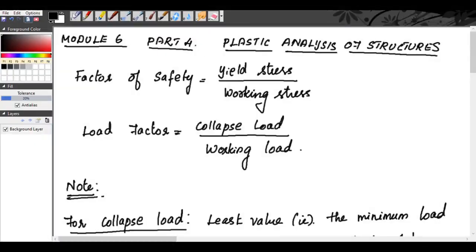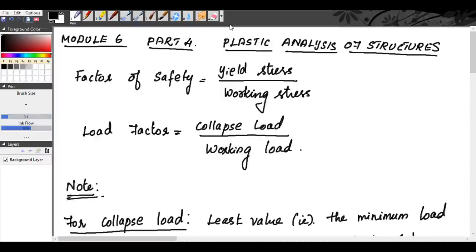Welcome everybody once again. So we are in our fourth class for module 6. We are studying plastic analysis of structures. So far we have studied about the plastic moment, yield moment, plastic section modulus, elastic section modulus, what is shape factor, how to determine the shape factor.